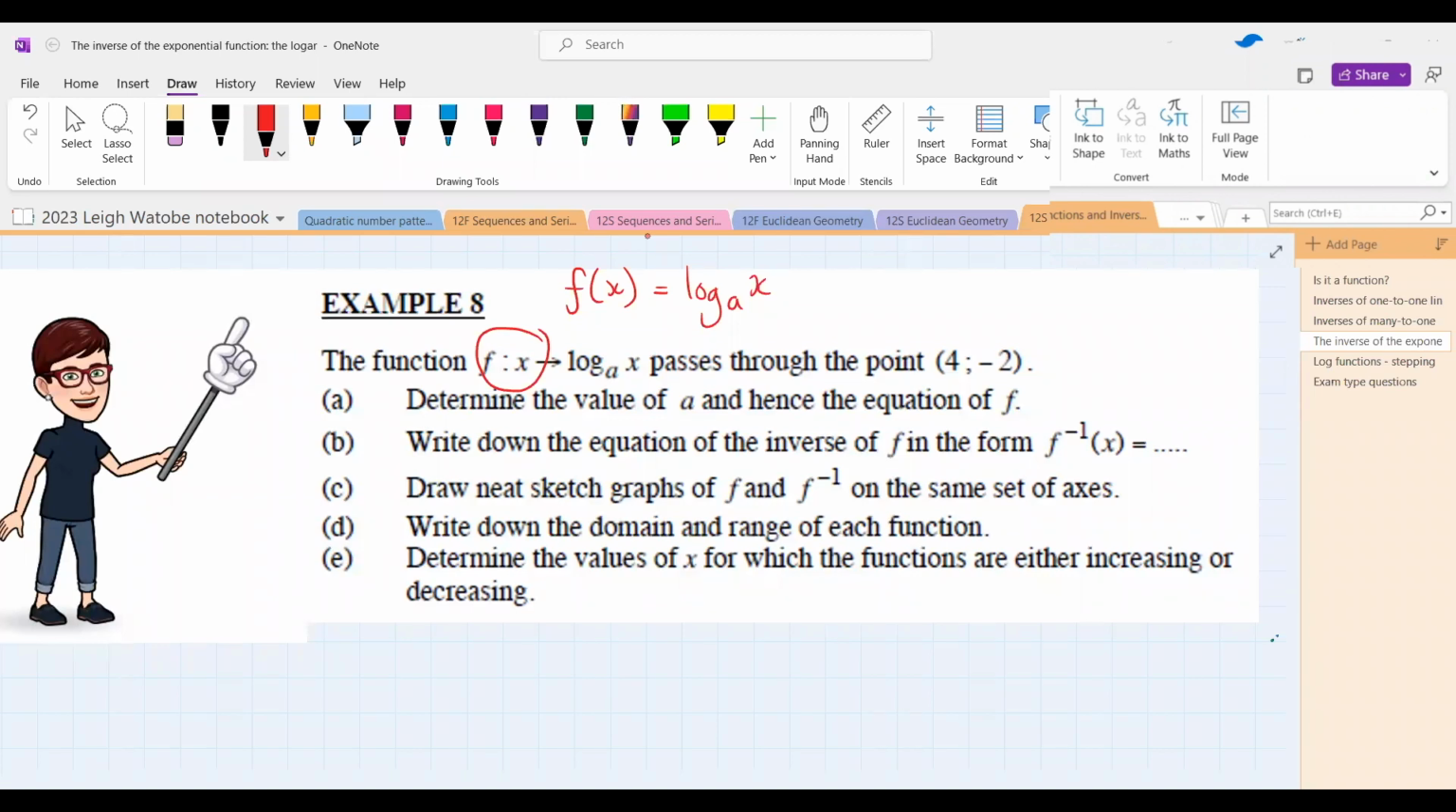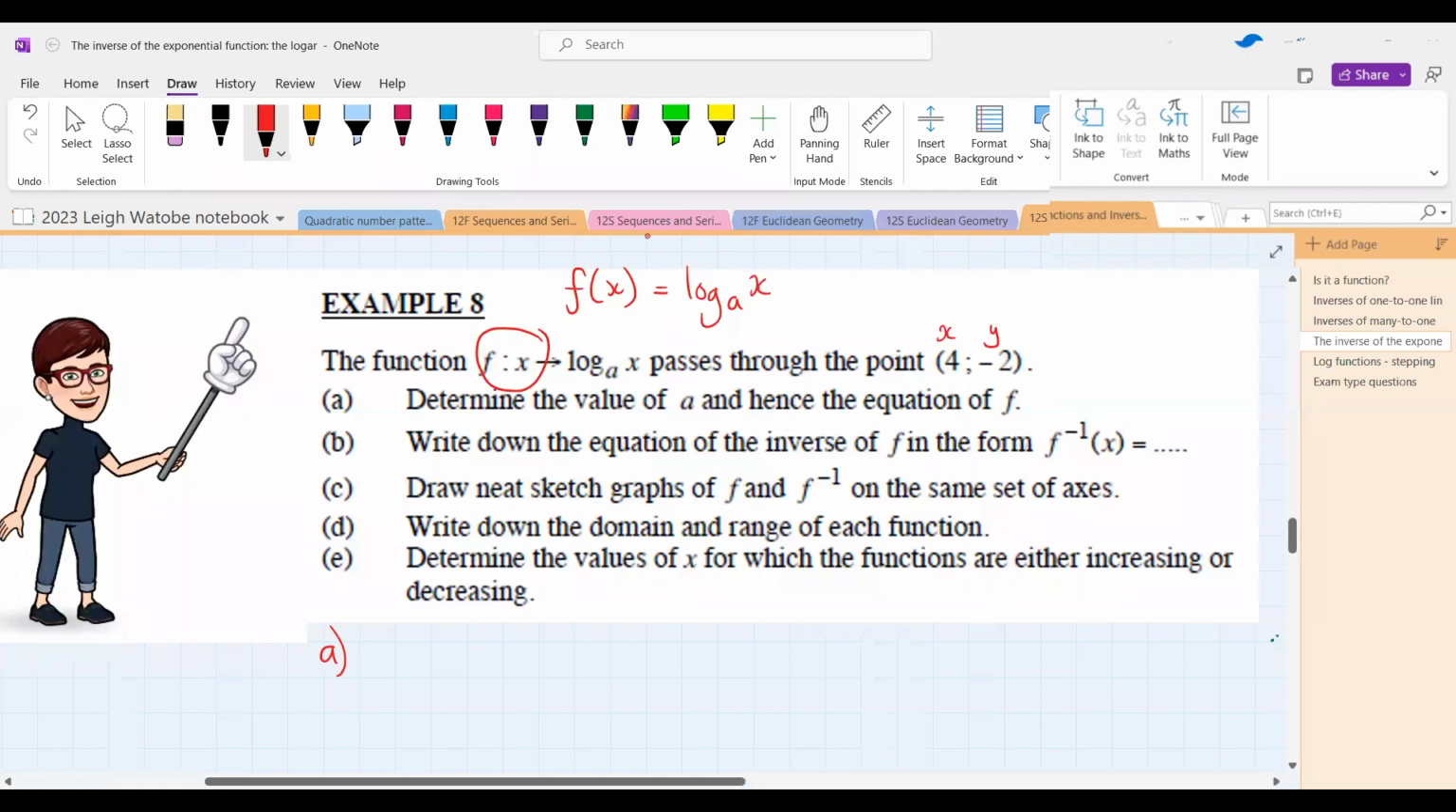If we want to work out the value of a, we need to be able to sub into our equation. That's why they've given us this point. The 4 represents our x. The minus 2 represents our y. If I'm going to sub into this, I would like one of you to tell me what you think I should write. Where should I put the 4 and where should I put the negative 2?